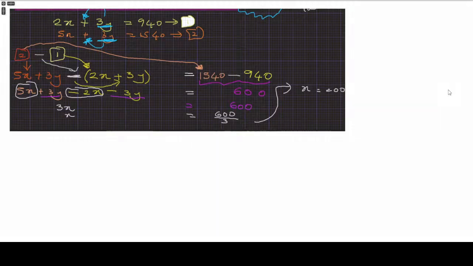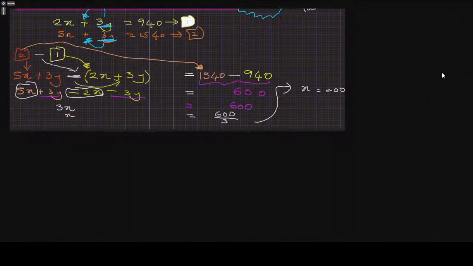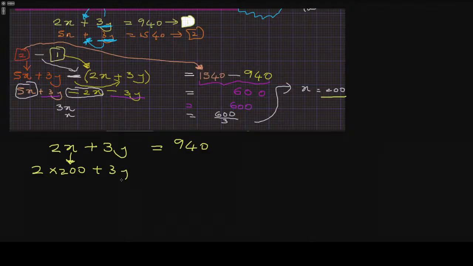Right. So we can use either equation 1 or 2. I'll use equation 1, but it's just a random pick. We can use equation number 1 or 2, whatever you like. So 2x plus 3y equals 940. So 2 times, in the place of x, you write x's numerical value, which we found a while ago. That's 200. So 2 times 200 plus 3y equals 940. That's 400 plus 3y equals 940.